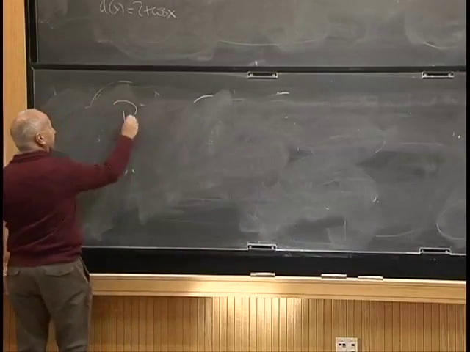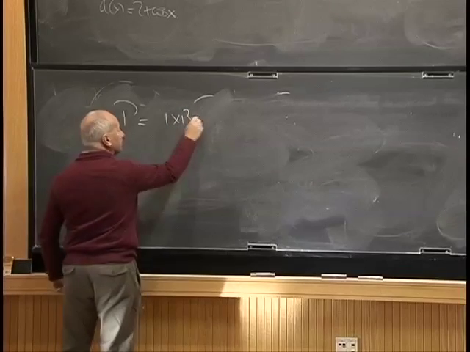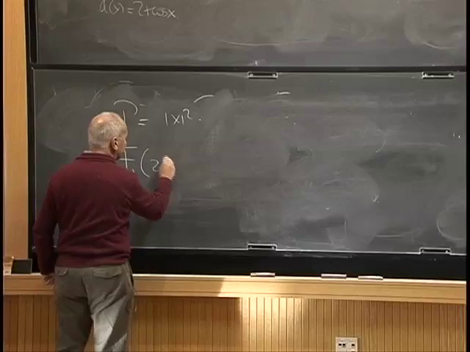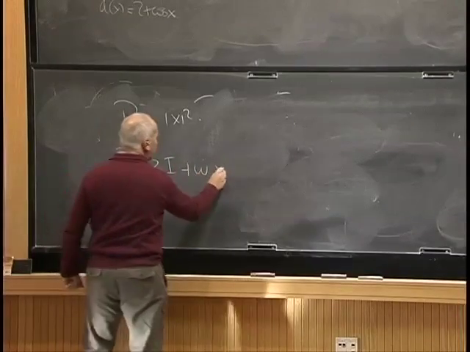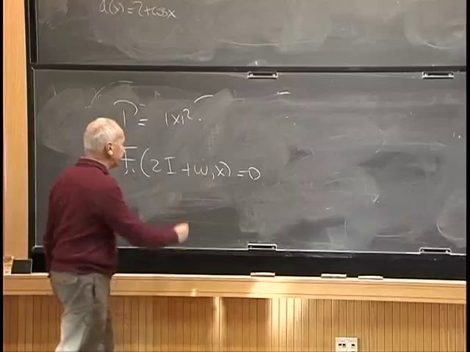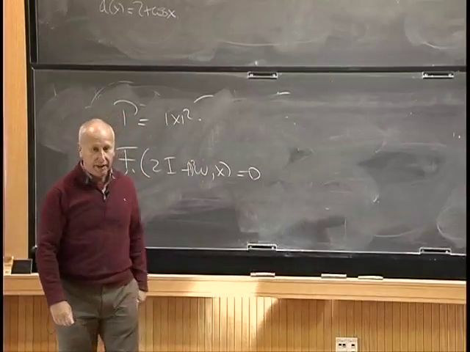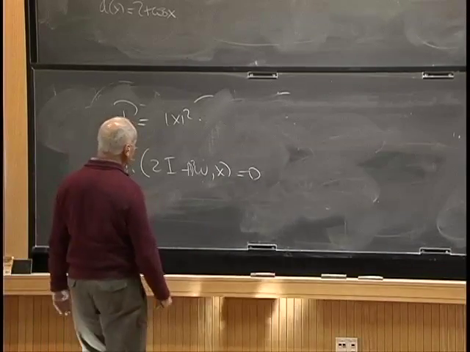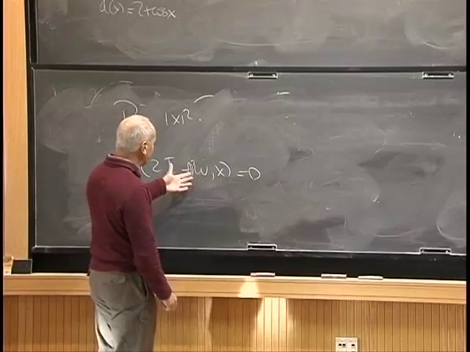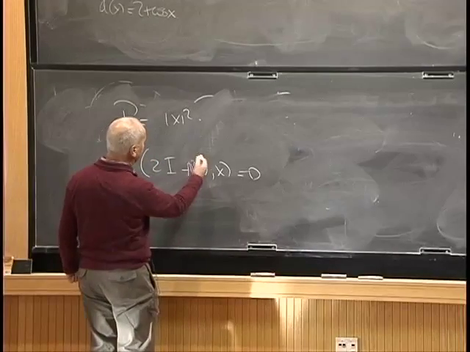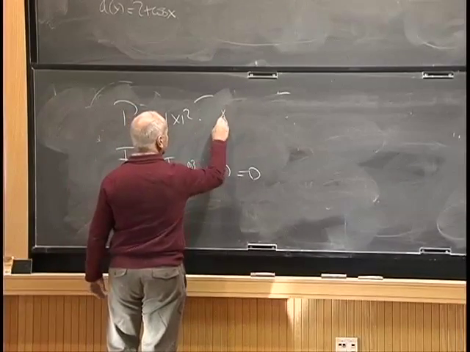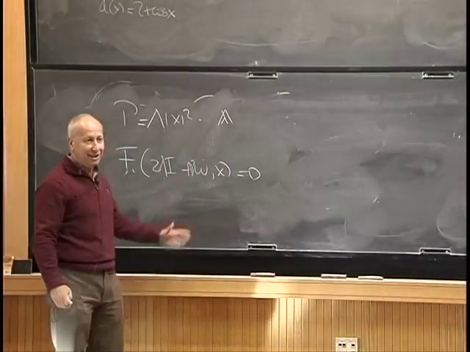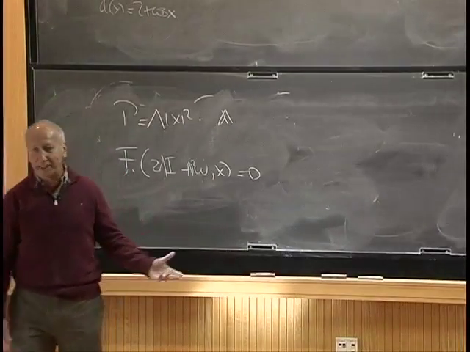Suppose you tell me, okay, let's find the corrector for x squared. Then what do I have to do? I have to find f of 2 times the identity plus d squared w equal to 0, the square of w. But let's suppose that the ellipticity of the operator is lambda, and I want to find lambda x squared. So here I have a lambda. Then you can check that the d squared of w has to be negative.